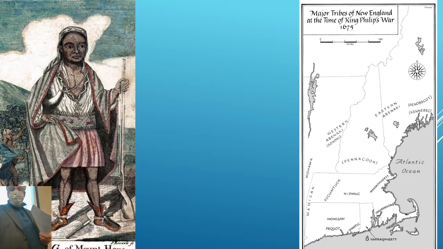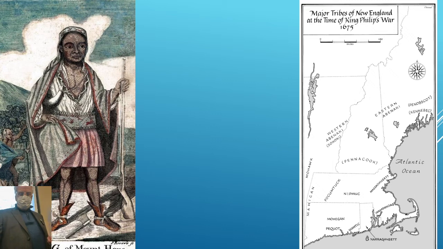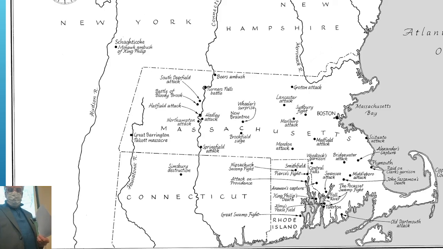There are conflicts in New England, and in the same year, 1675, as Bacon's Rebellion, there's something called King Philip's War that takes place in New England. It's difficult to underestimate how brutal this war is, primarily between Metacom, who you see here on the left, also called King Philip, and the English settlers on the other hand.